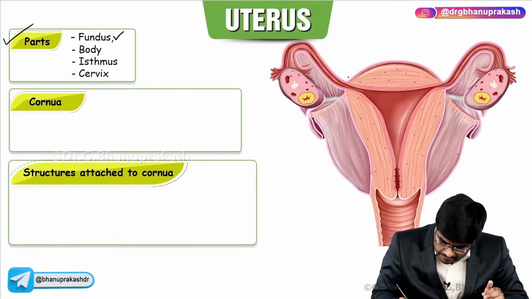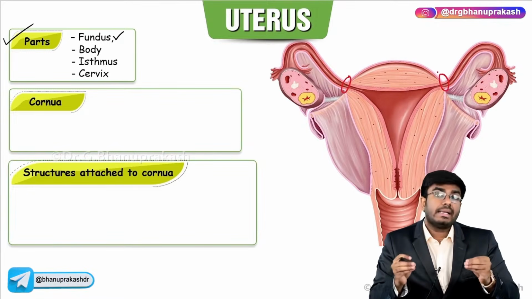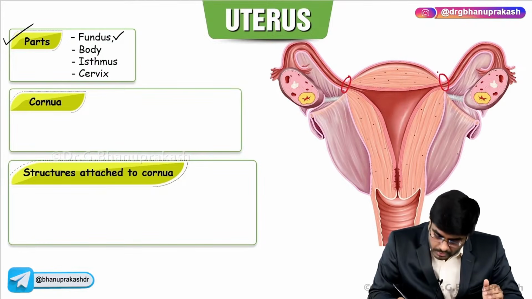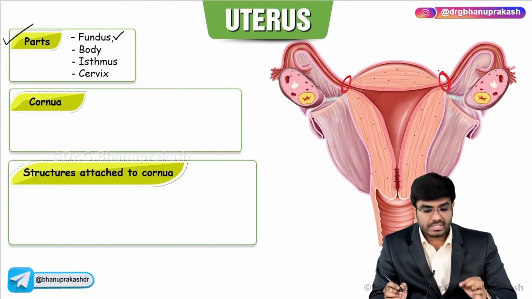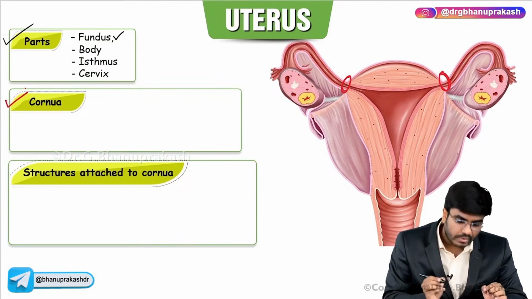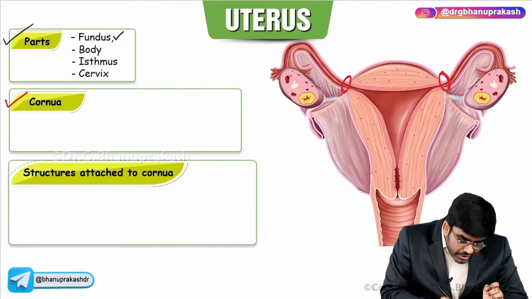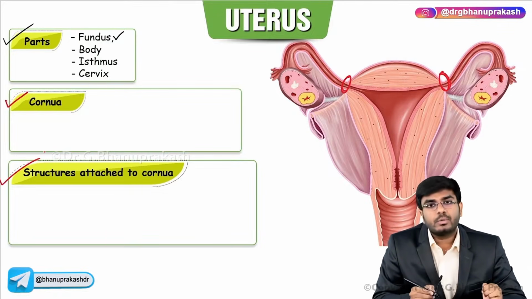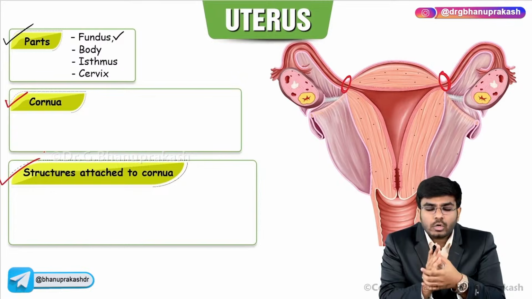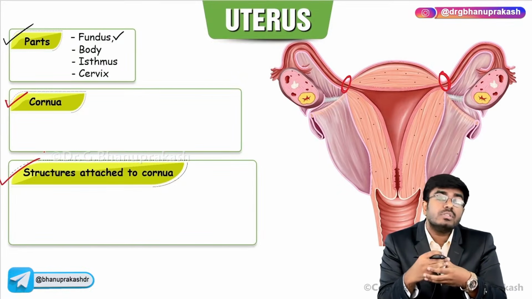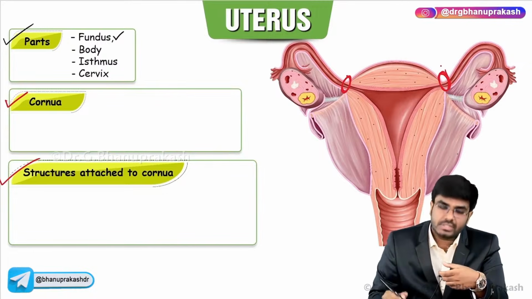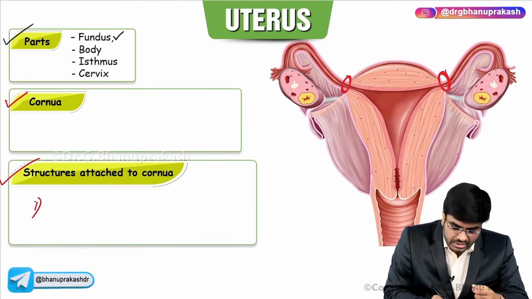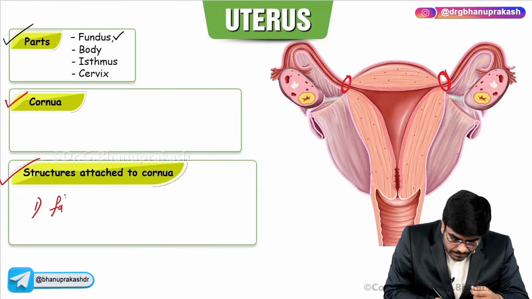Guys, it is the area where the fallopian tubes are attached to the uterus. This area where the fallopian tubes attach to the uterus is known as the cornua. Now, what are the structures which attach to this area of the cornua? It's not only the fallopian tubes, but there are also certain structures attached to the area of the cornua. Which structures? We already know that one structure is the fallopian tubes.